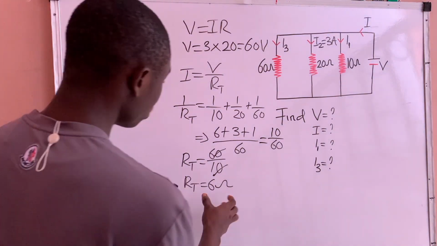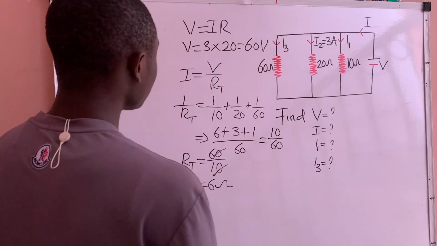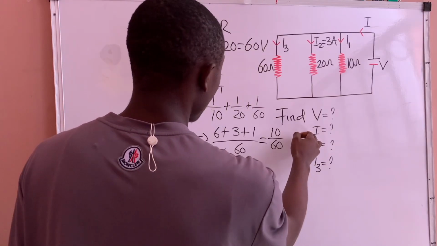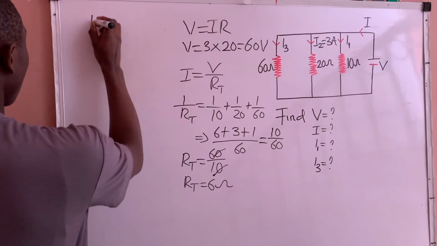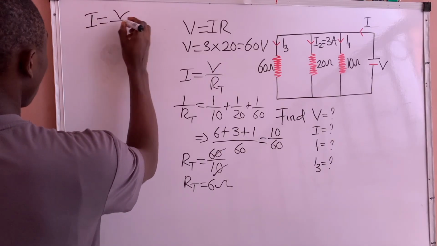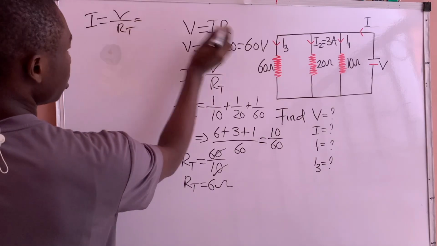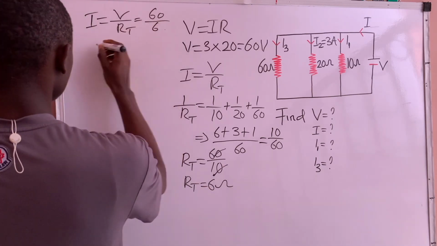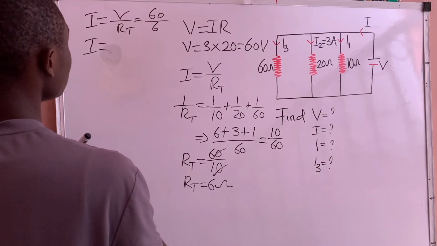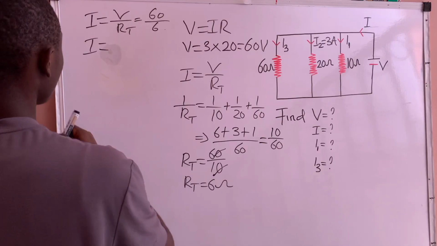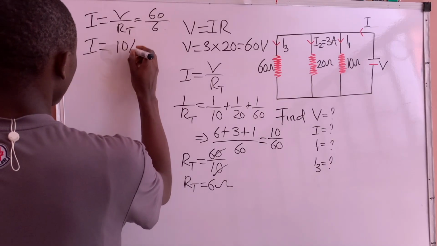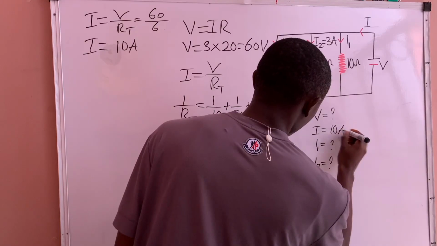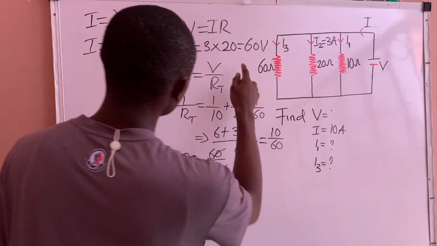At this point, since we have solved for the total resistance, we can now find the supply current of the whole network, which is I, which we are asked to find. So I equals V over R total, where V is 60 divided by R total, which is 6. So I equals 60 over 6. 6 goes into 60 ten times, which is 10 amps. So the supply current here is 10 amps.